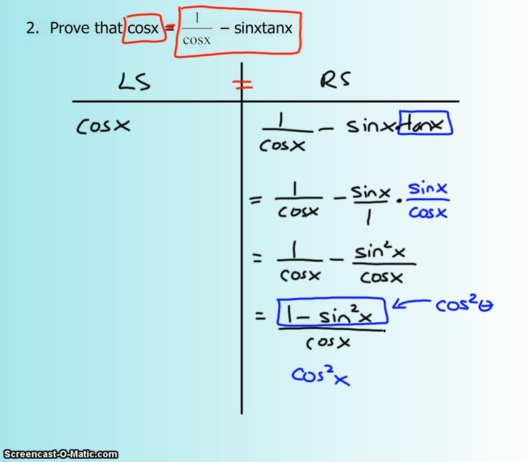Over cos x. And if you have cos squared on the top, so that's a cos times a cos, divided by 1 cos, we're going to be left with 1 cos on the top. And that does look a lot like that. Okay, so we've proven that both sides are the same. They're equal. Therefore, left side equals right side.